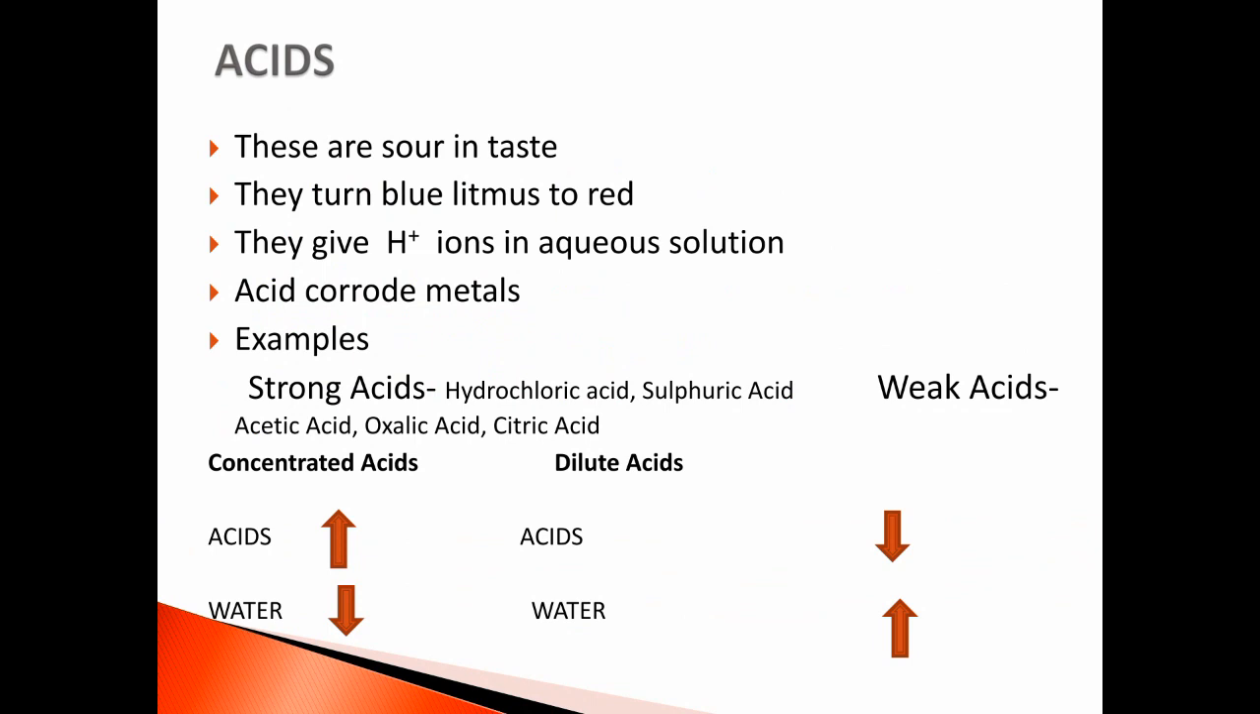We can classify acids in terms of their strength: strong acids and weak acids. Strong acids are acids which break down in solution easily and give more H+ ion. For example, strong acids are HCl, hydrochloric acid, H2SO4, sulfuric acid, and nitric acid, HNO3. Weak acids are acids which do not break down completely in solutions and give less H+ ion. Examples of weak acids are oxalic acid, citric acid, etc.